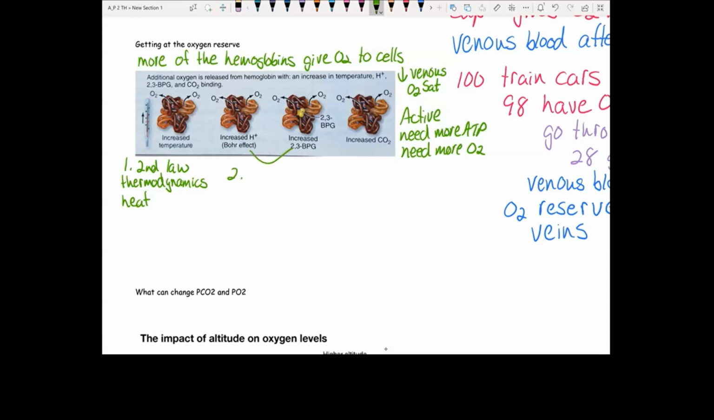The next two we can lump together. Active cells make more waste. And that waste products stimulates the hemoglobin to release oxygen. The third one is carbon dioxide. Active cells make more carbon dioxide.